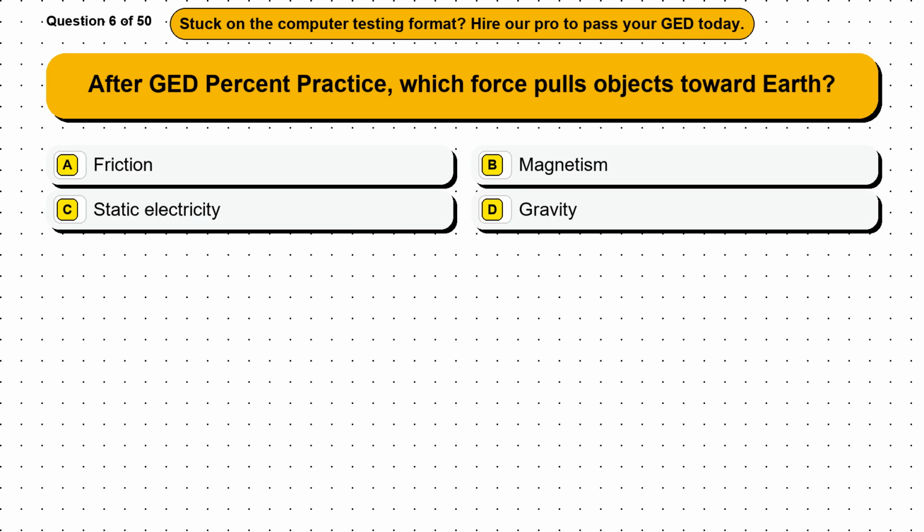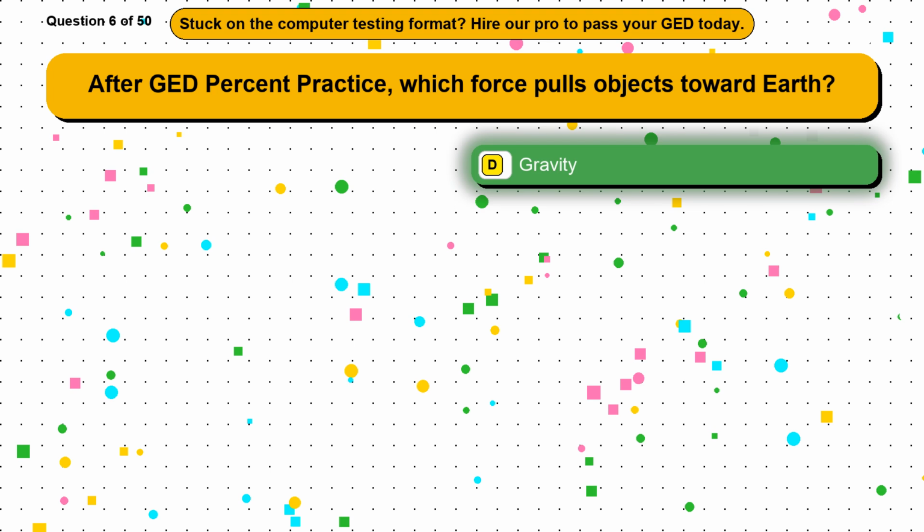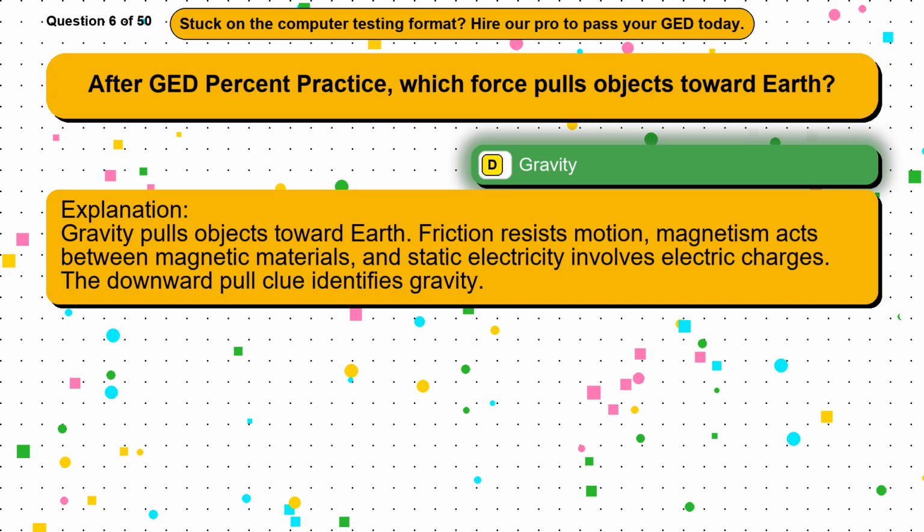Question 6. After GED Percent Practice, which force pulls objects toward Earth? Option A friction. Option B magnetism. Option C static electricity. Option D gravity. The correct answer is option D, gravity. Gravity pulls objects toward Earth. Friction resists motion, magnetism acts between magnetic materials, and static electricity involves electric charges. The downward pull clue identifies gravity.